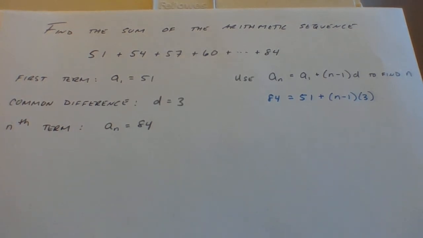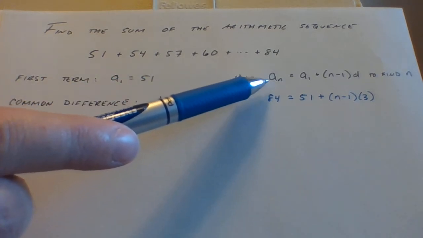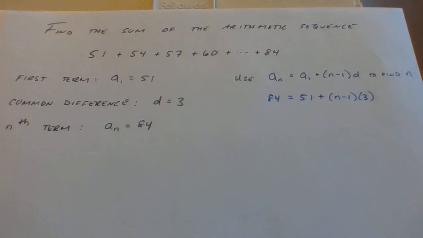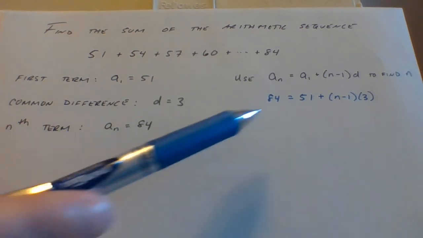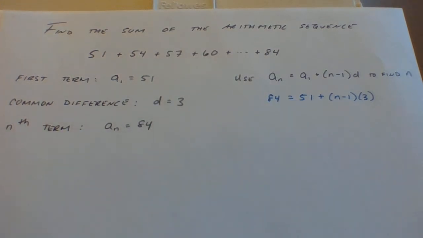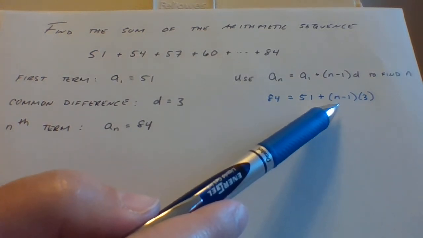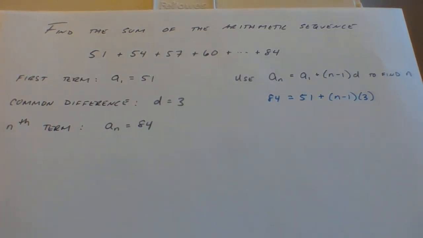We know our a sub n, which is our nth term, was 84. We know our first term, a sub 1, was 51. And we know the common difference was 3. So we're going to be solving this equation for n.